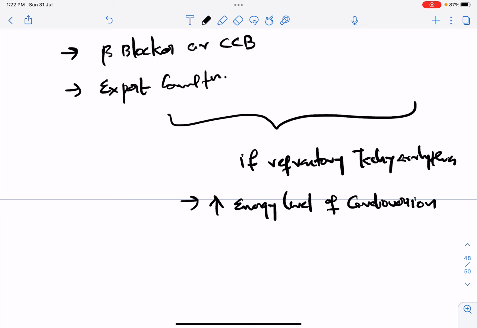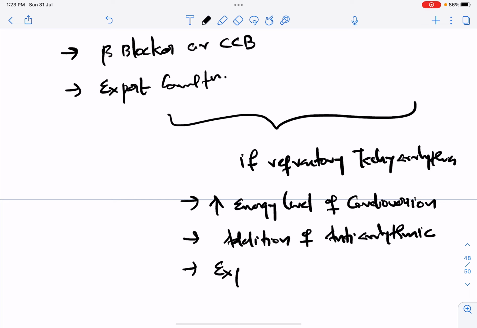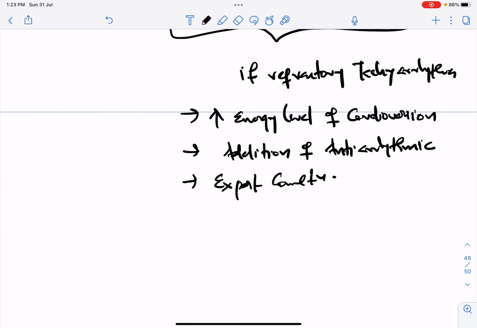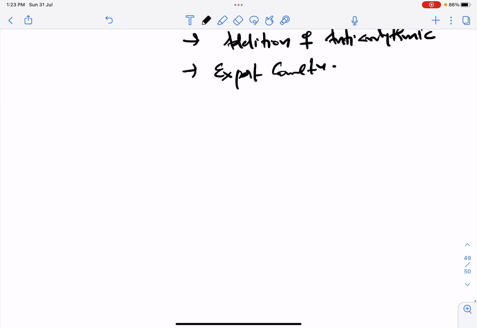You can do addition of antiarrhythmic and take expert consultation. Okay, so now about what are the antiarrhythmic used and how to do synchronized cardioversion. So first about adenosine antiarrhythmic.